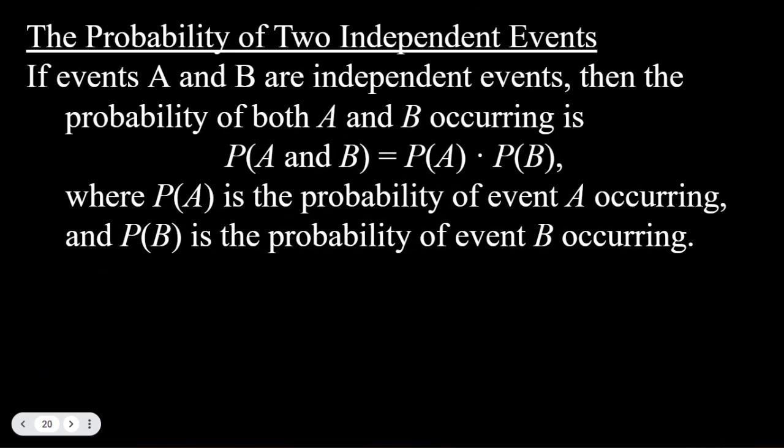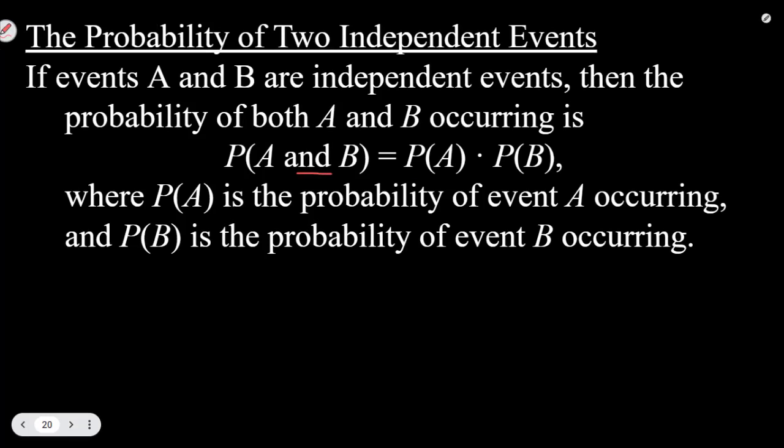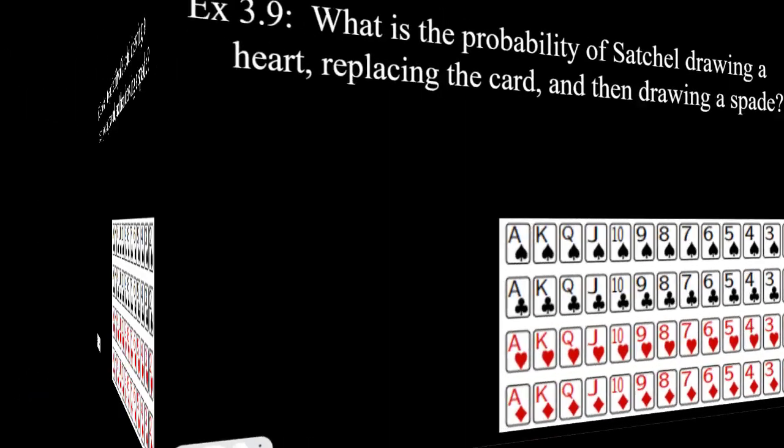The probability of two independent events. If events A and B are independent events, then the probability of both A and B occurring, so probability of A and B, is the probability of A times the probability of B. So this is the chance that both of them occur. That's where P of A is the probability of event A occurring, and P of B is the probability of event B occurring. So you multiply those two independent probabilities together.